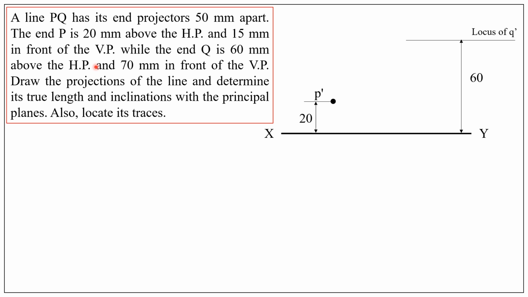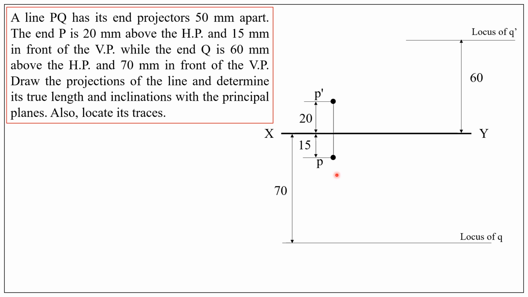The top view corresponding to the point P is 15 mm below XY line. Therefore, draw a perpendicular from P dash and mark point P at a distance 15 millimeters below XY line. The other end Q is 70 mm in front of the VP. Position of point Q in top view cannot be fixed like point P because the distance between P and Q is not given. Therefore, draw the locus of Q at the distance 70 millimeters below XY line.